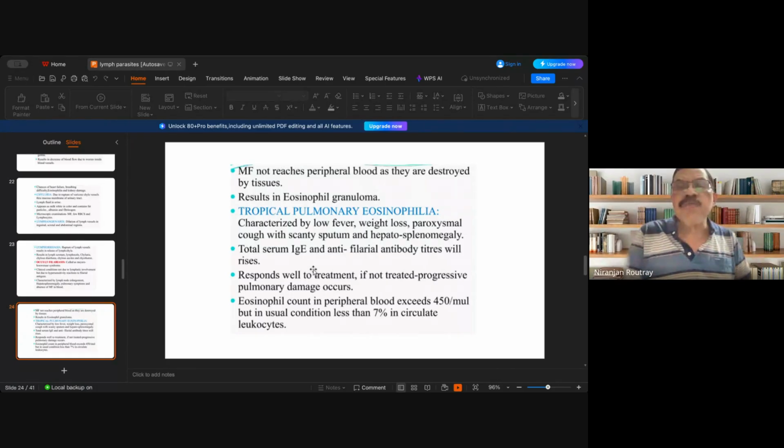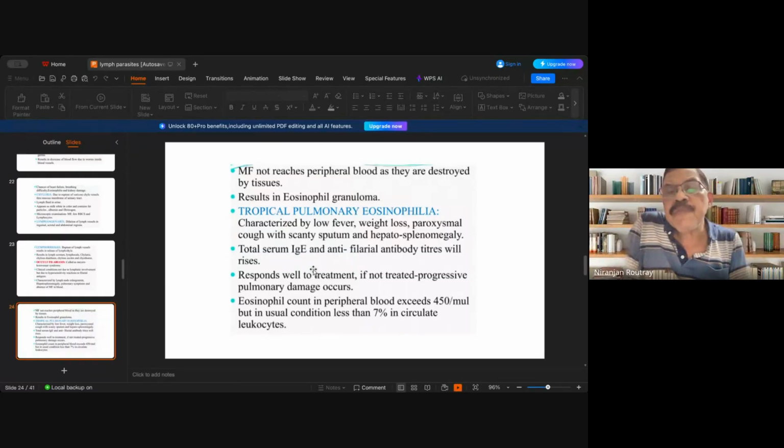Then tropical pulmonary eosinophilia: here there is low fever, weight loss, cough with scanty sputum, and hepatosplenomegaly, that means enlargement of the liver and the spleen. The serum immunoglobulin E and anti-filarial antibody levels will rise. It responds well to treatment. If not treated, progressive pulmonary damage occurs and it may lead to death, so we have to treat with different drugs.